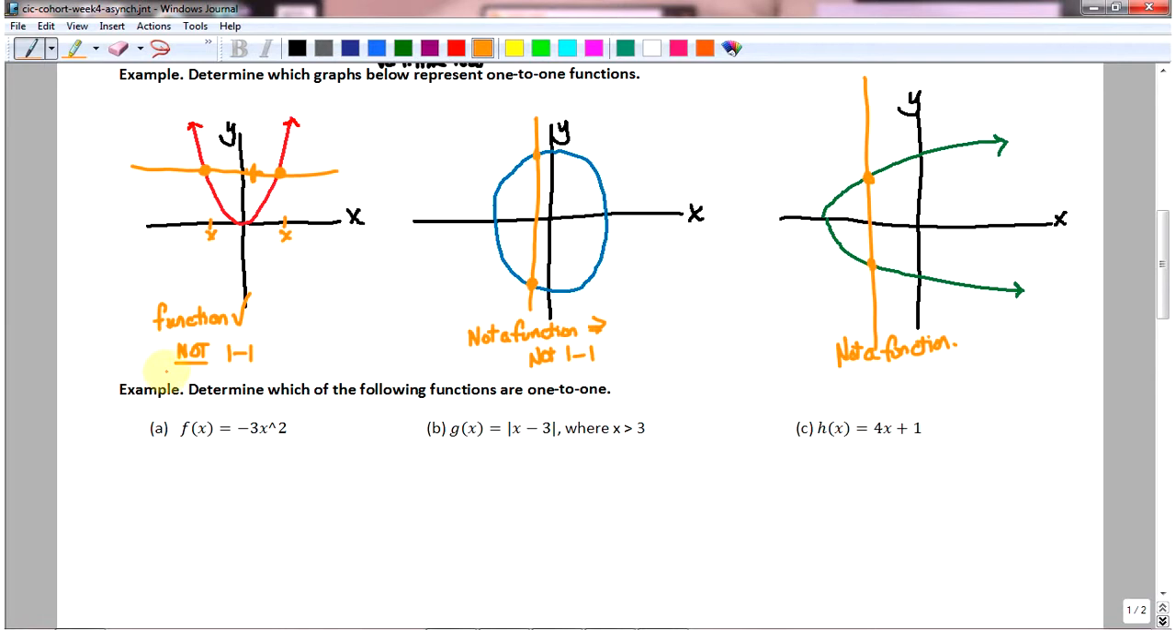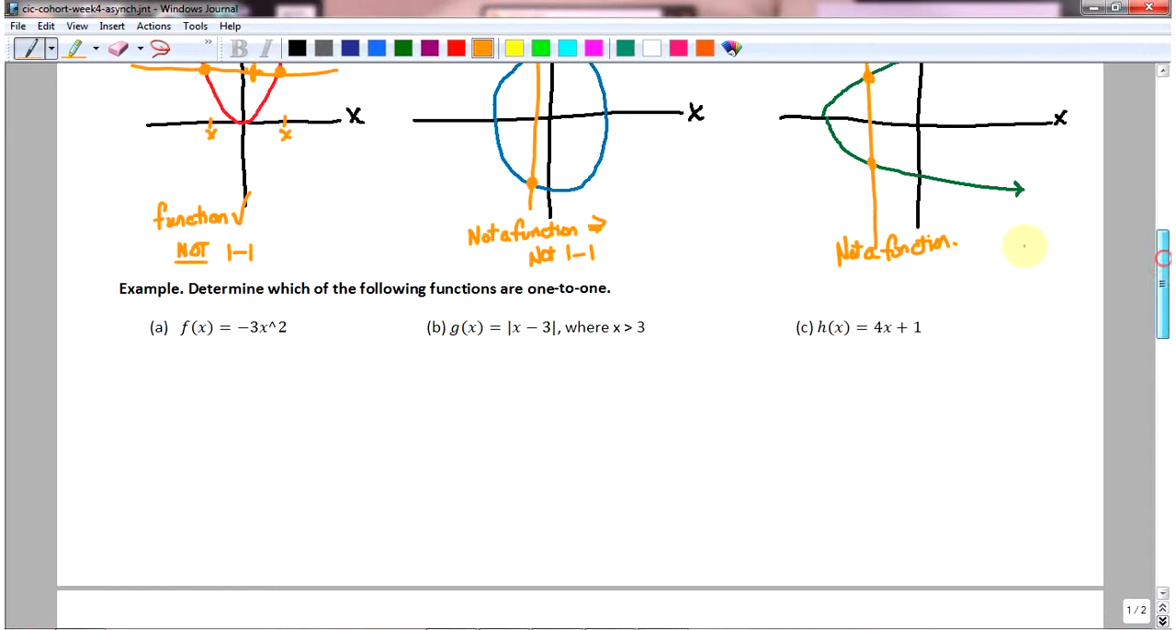Okay, next, example. Determine which of the following functions are one-to-one. So that means we want to see if they pass the horizontal line test since we're given that they're functions. So we're going to pull from what you learned in a previous lesson. When we look at f of x equals negative 3x squared, okay, so let me write it like this. So we have negative 3x to the second power.